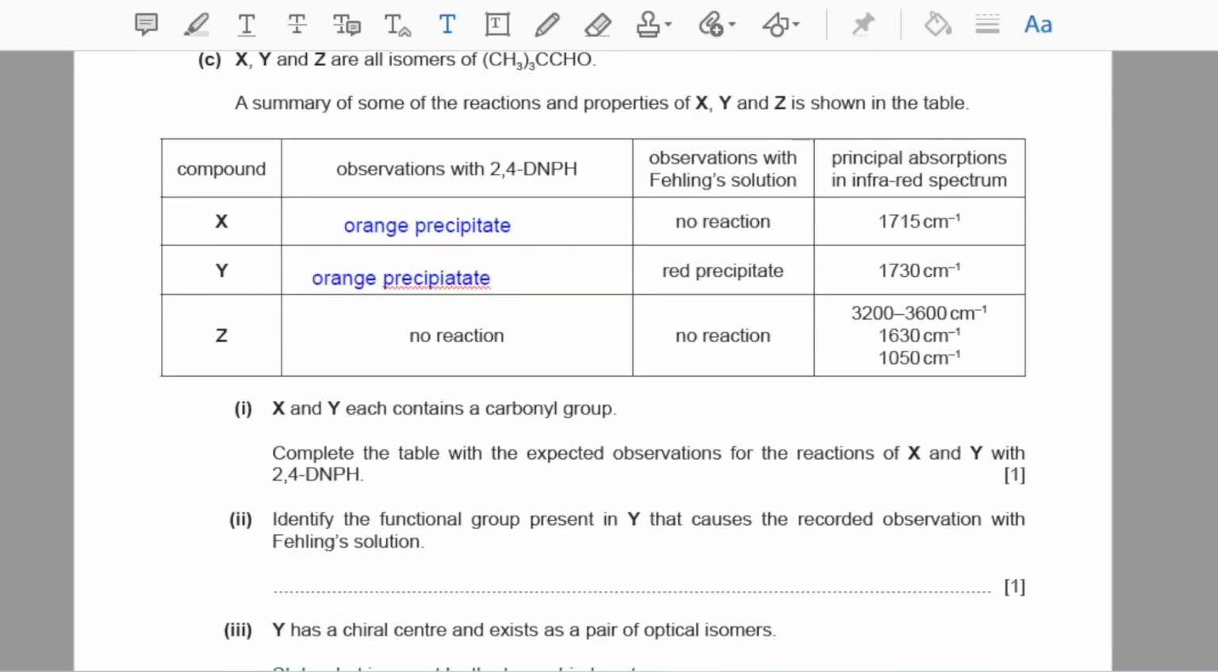Part 2, identify the functional group present in Y that causes the recorded observation with Fehling's solution. So when Y is added to Fehling's solution, the solution turns from blue to a red precipitate, which means that an aldehyde group is present.